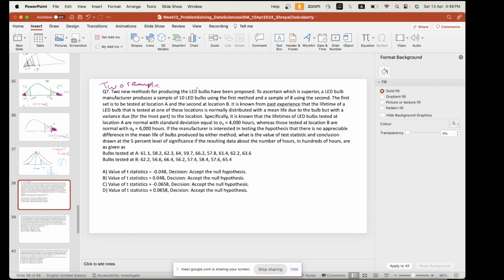There are two manufacturers, A and B, and they are producing 10 LED lights each. So here we have to see that they are independent samples. It is known that the lifetimes of LED bulbs tested at A are normal with standard deviation 4000, and those tested at B are normal with standard deviation 6000.